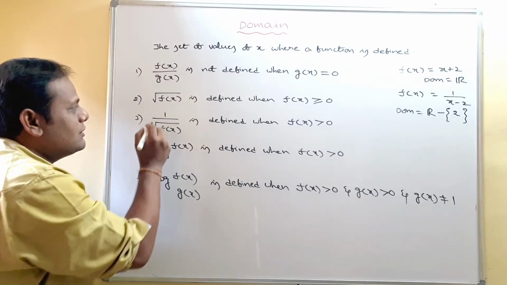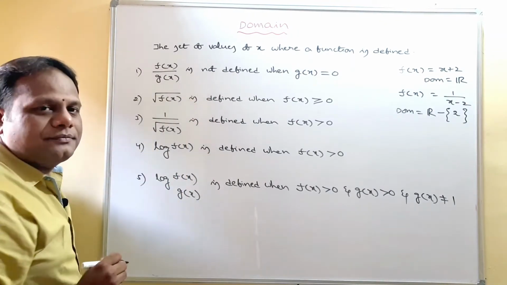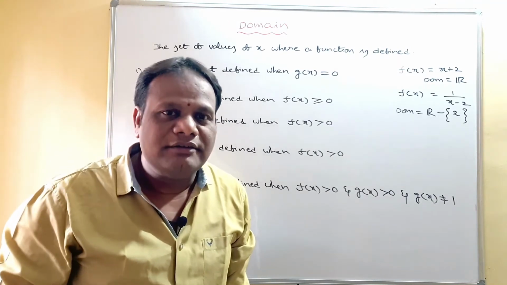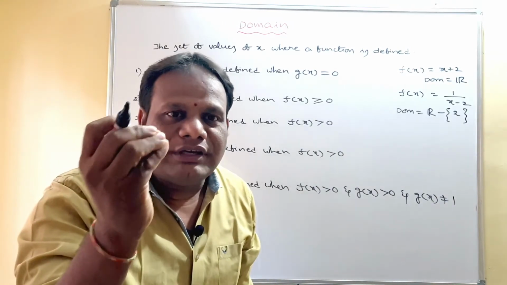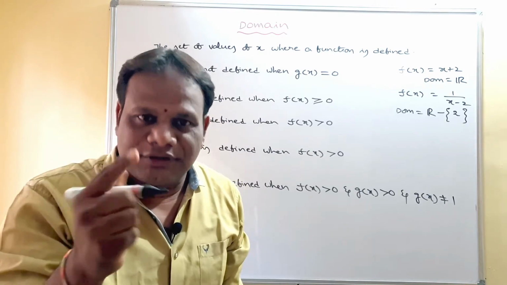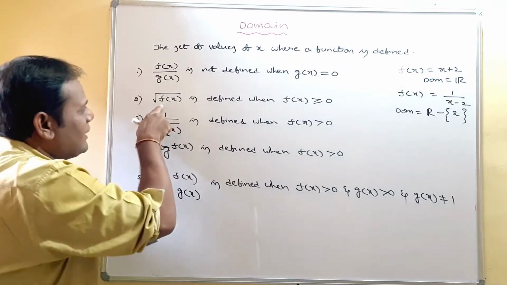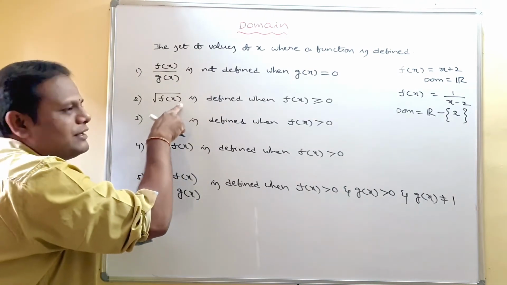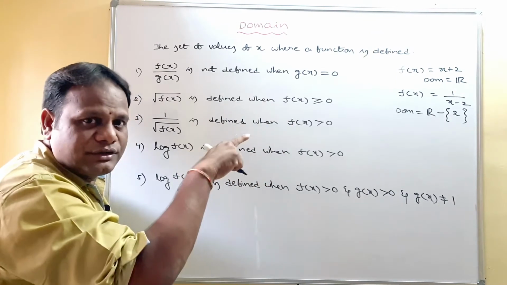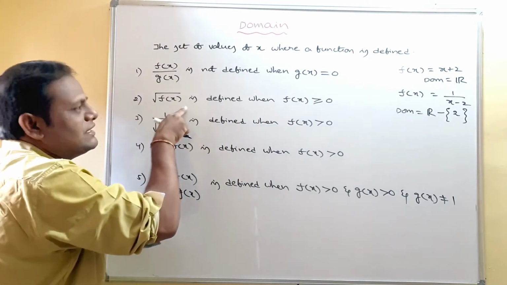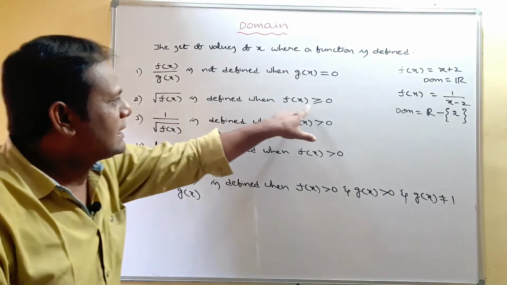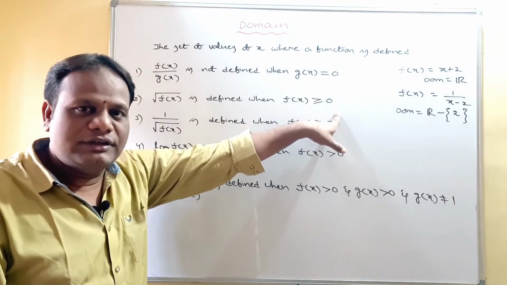Coming to second one, it is square root function. You know that for a square root function to be defined, the value inside the square root must be non-negative. So here f of x must be either positive or 0. So this function is defined only when f of x is greater than or equal to 0.